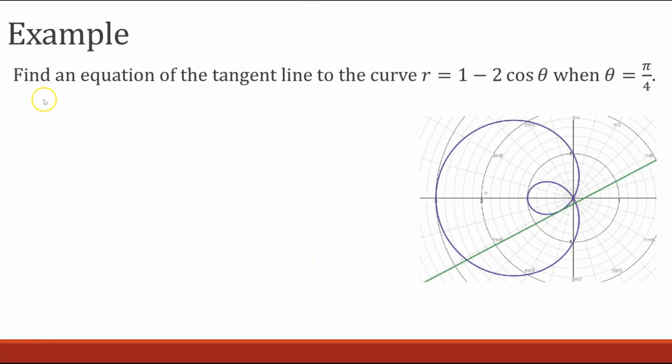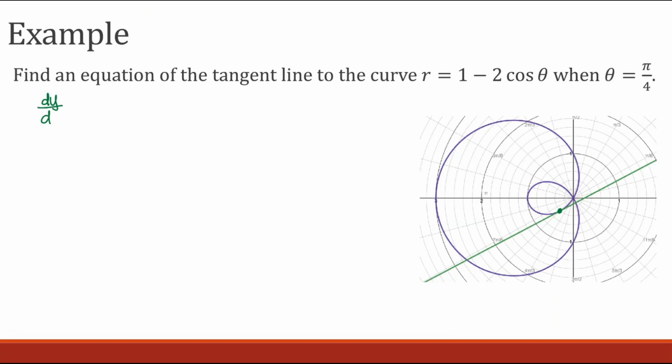And now, as a follow-up question to the previous one, we want to find an equation of the tangent line to the curve r equals 1 minus 2 cosine theta when theta equals pi over 4. So here is the polar curve graphed, and I've also constructed the tangent line at the angle pi over 4. So pi over 4 is right here, and that must have been a negative directed distance because the point of tangency is over here, opposite to pi over 4.